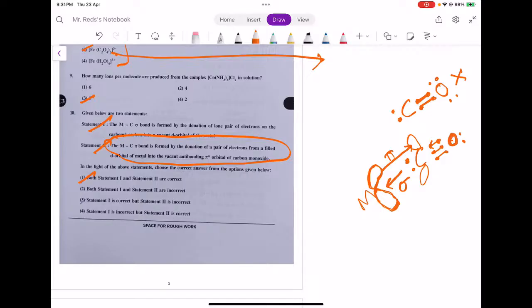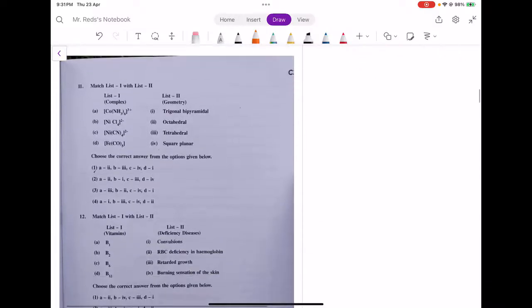Next, go to the 11th question. This question also belongs to coordination compounds, students. Are you following, students? Yes. Next. Match the following. This is a match the following type question. List 1 has complex compounds given. List 2 has the geometry of that complex compound.